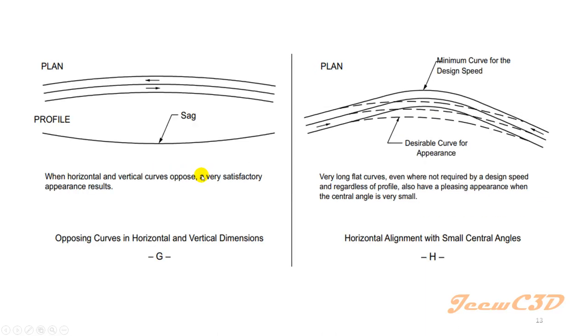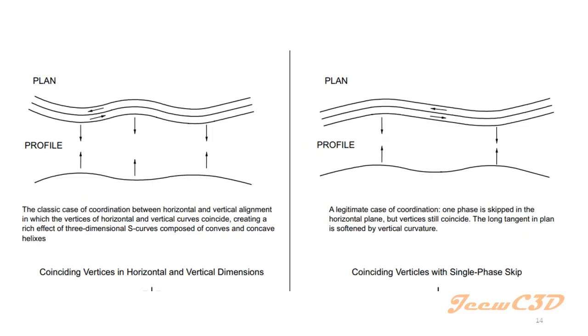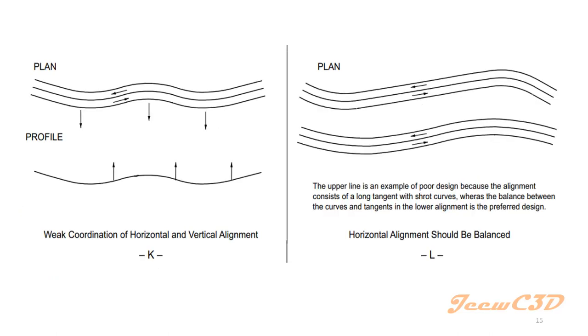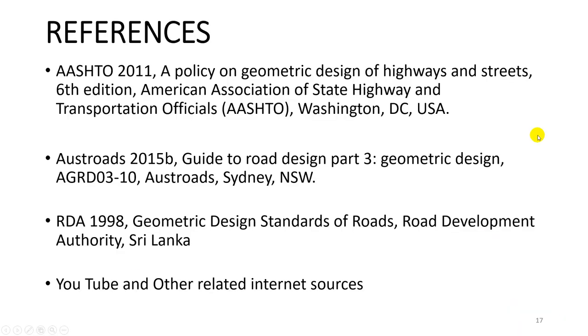So there are some other scenarios also. You can watch them, you can see them and learn them by yourself. Then I will be showing you a small video of what we have discussed so far. That's about horizontal and vertical coordination in geometric design of highways. With that, we will be concluding the theory part of geometric design in highway engineering.